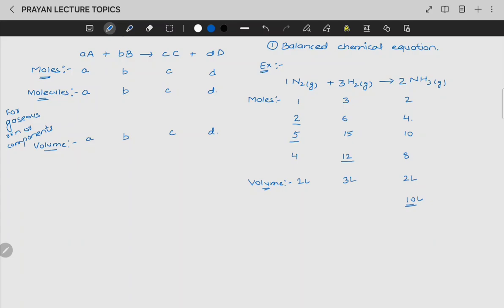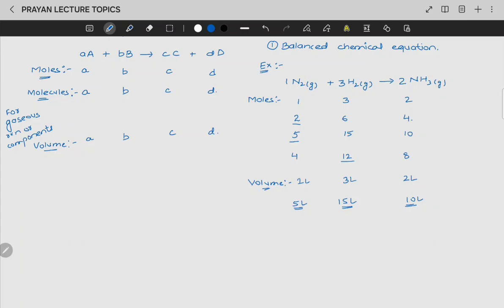So 2 liters of NH3 is produced from 1 liter of N2. So 10 liters of NH3 will be produced from 5 liters of N2. And this 10 liters of NH3 will be produced from 15 liters of H2.